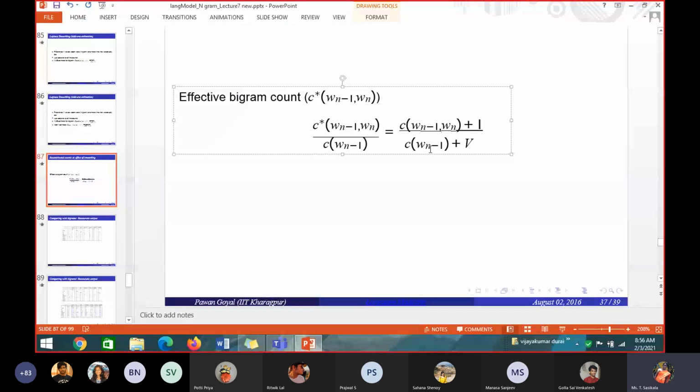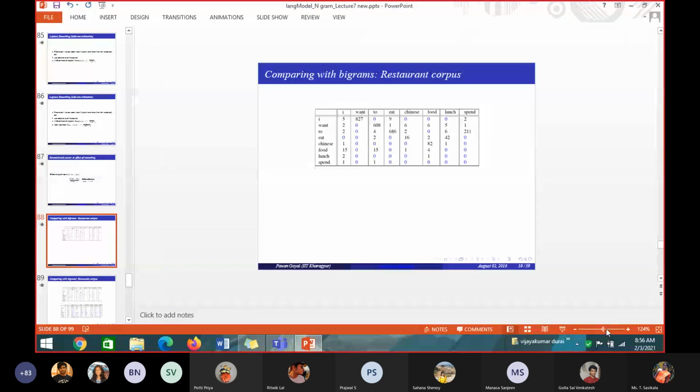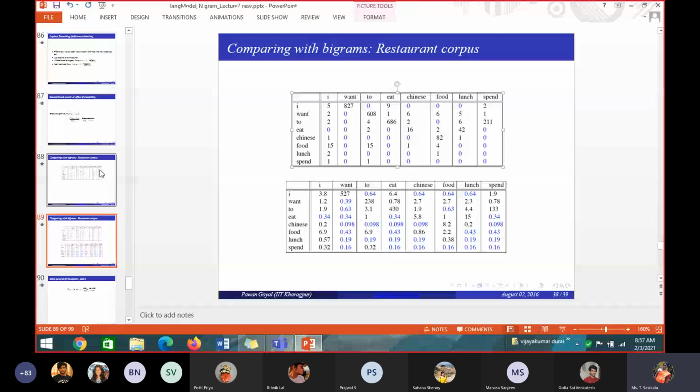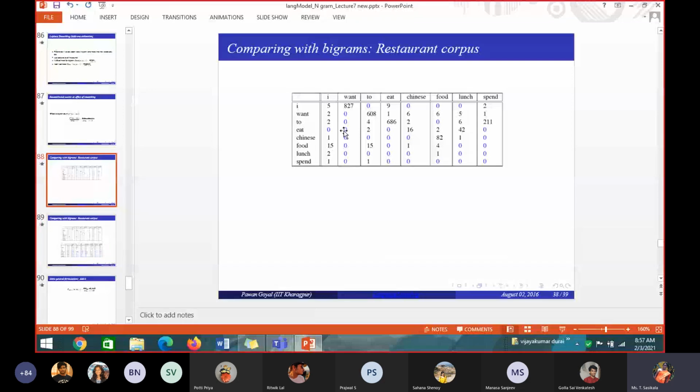Okay. So next one, here we have seen this table, where we have seen, any idea? This table we have seen, right, where we have seen, any idea? MLE. MLE for restaurant corpus, right? So why I have shown this table is, in this restaurant corpus also, we have probabilities, and many of the probabilities are 0. Many of the counts are 0. Yes or no? In this table, many of the bigram counts are 0, right?